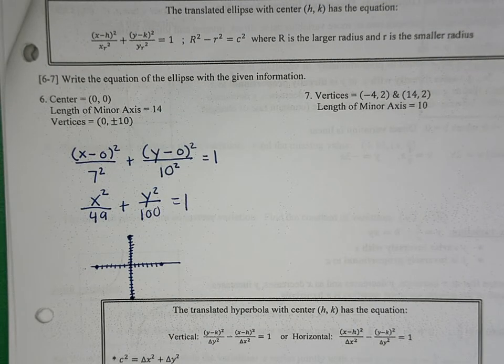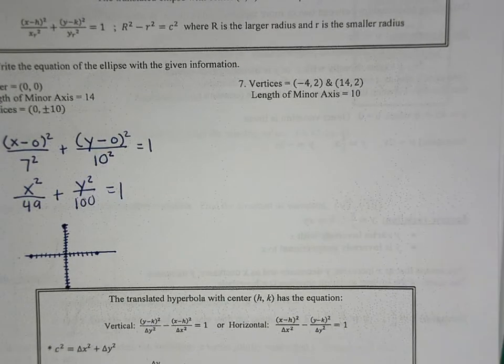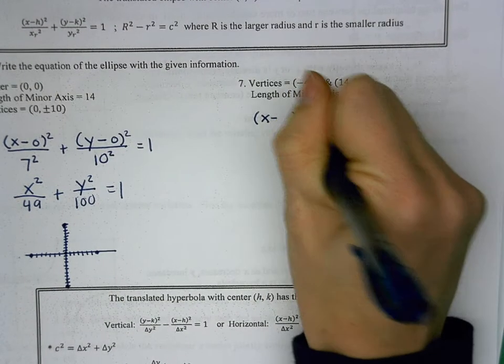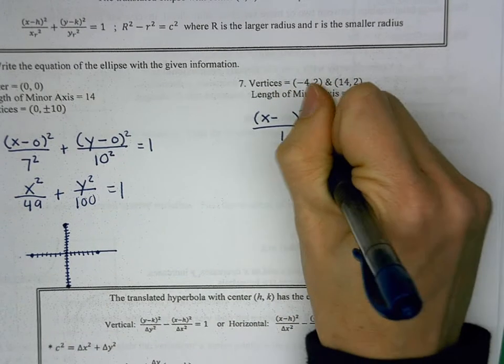Okay, number 7, we have vertices -4, 2, 14, 2, and the length of the minor axis is 10. So again, nice thing about an ellipse, it doesn't matter who comes first, x or y. So let me set this up.